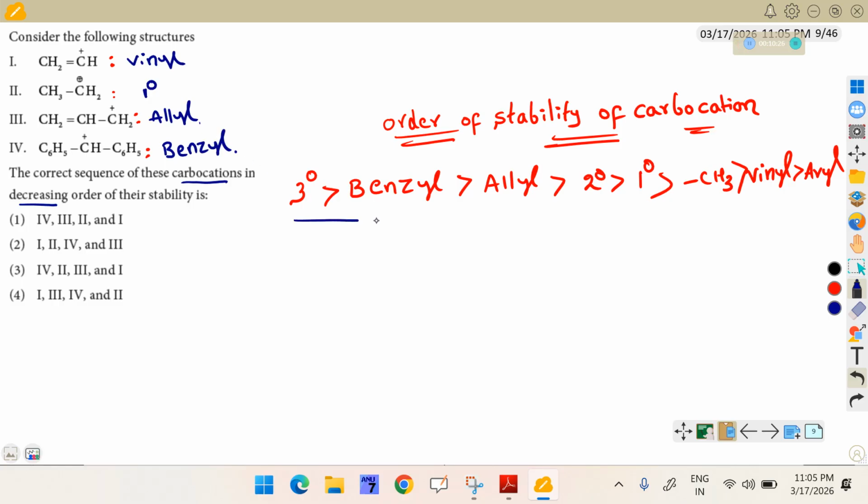The order of stability of carbocation is 3 degree greater than benzyl greater than allyl greater than 2 degree greater than 1 degree greater than methyl greater than vinyl greater than aryl. So benzyl is most stable, starts with 4. After benzyl, allyl is more stable, 4 after 3. The first option is the correct option.